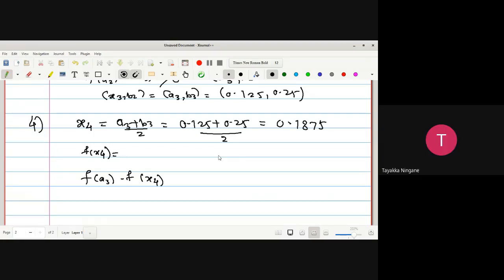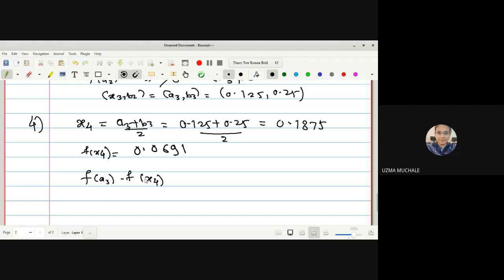Ma'am, f of x4 is equal to... Correct? The audio did not come through. Please say f of x4 once more. 0.0691. Okay, 0.0691. Correct, it is positive.